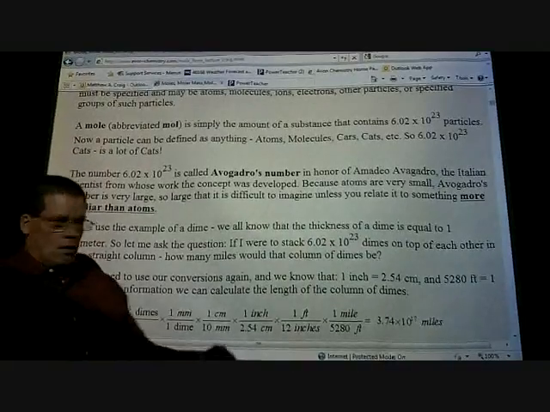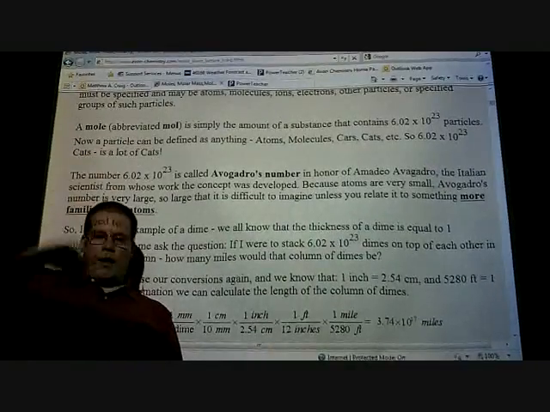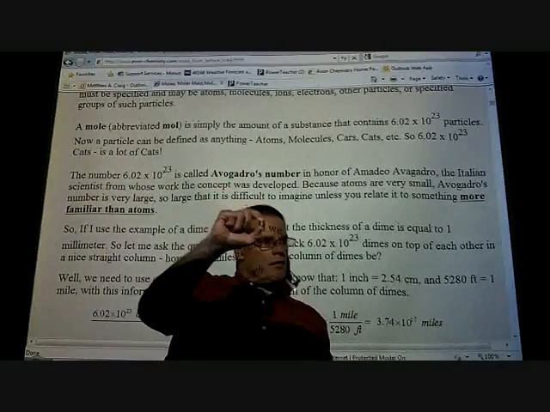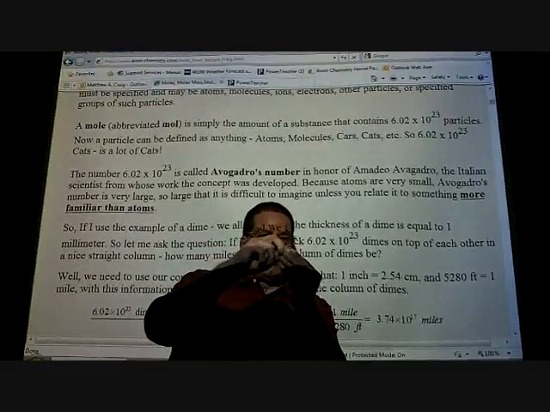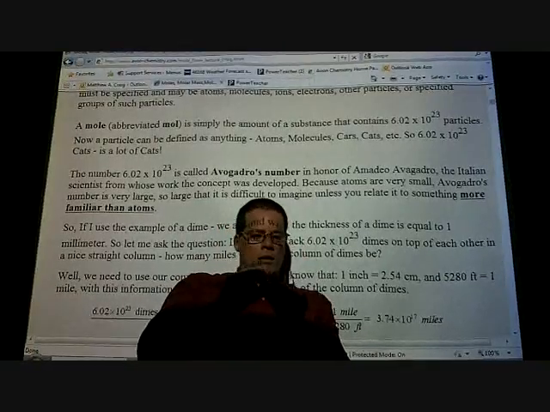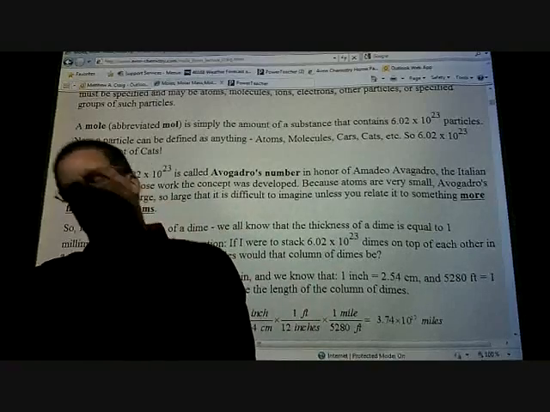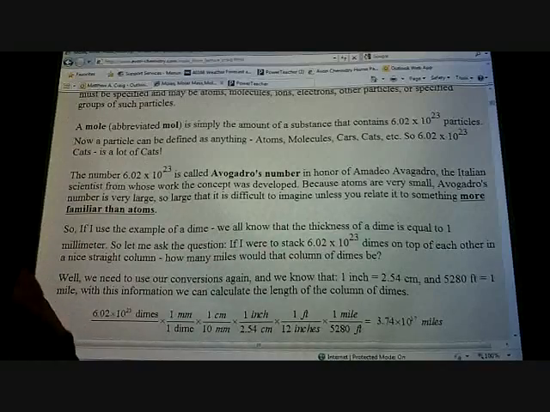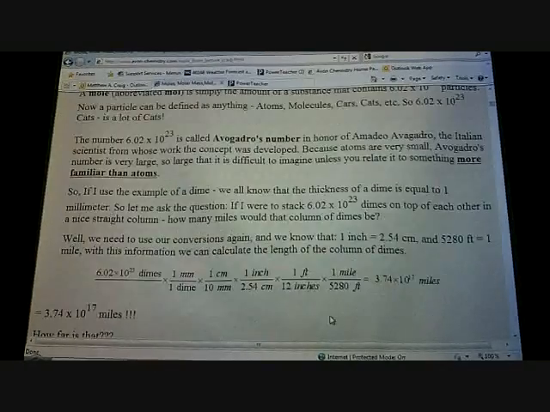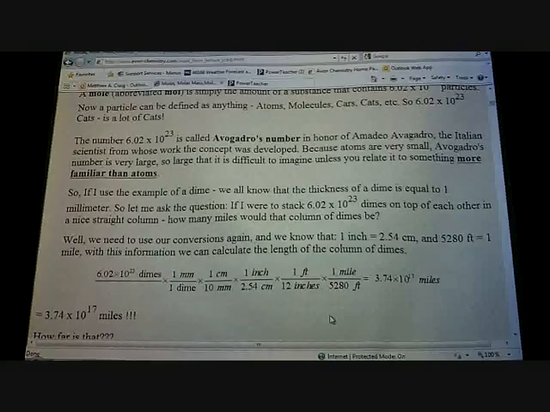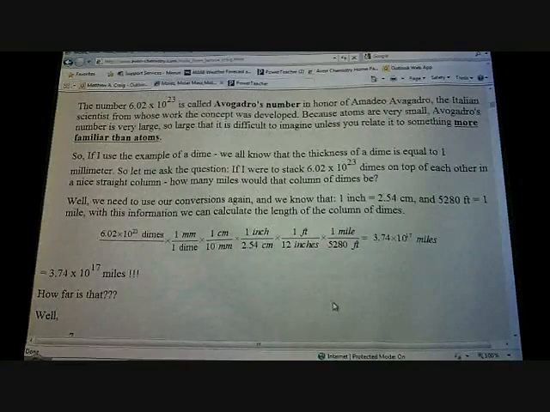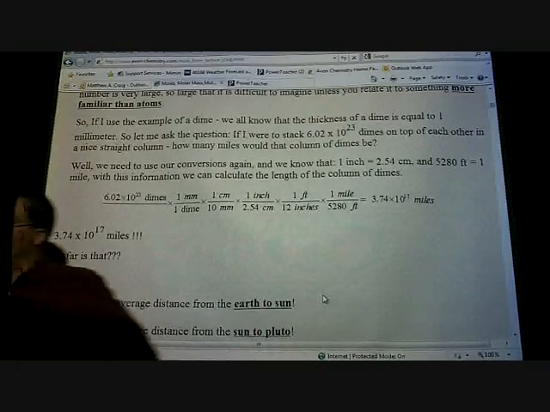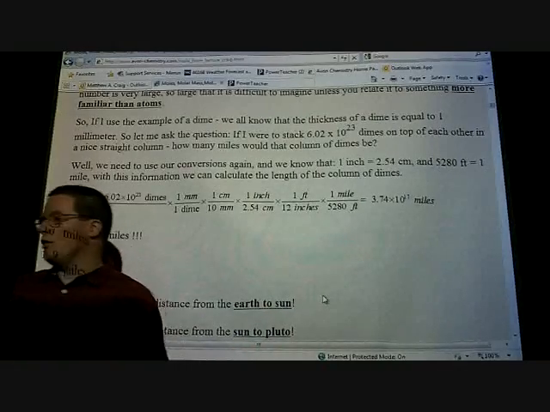One mole of dimes stacked end to end, kind of like how I have them stacked like this. So there's 10 right there. That's 1 centimeter. I'm not saying stack this way, I'm saying this way. You've got to be careful when you stack it. So here's my question. How far is that? A lot. Okay, so 3.74 times 10 to 17 miles. How far is that? Well, 9.3 times 10 to the 7 miles is the average distance from here to our nearest star.